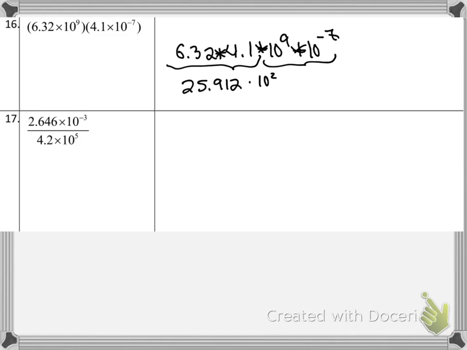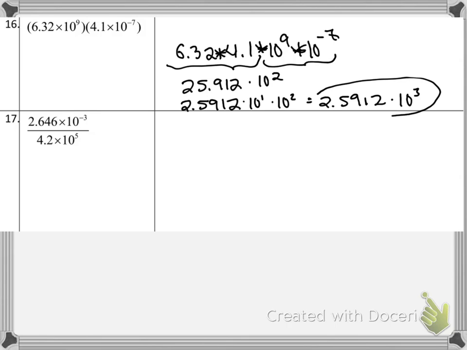Now notice here, the problem is that this is not yet in proper scientific notation. I have to rewrite 25.912 using scientific notation. So when I do that, it becomes 2.5912 times 10 to the 1st power, and then I bring down 10 to the 2nd power. So this is my final answer, right? 1 plus 2 is 3. So my final answer is 2.5912 times 10 to the 3rd power.